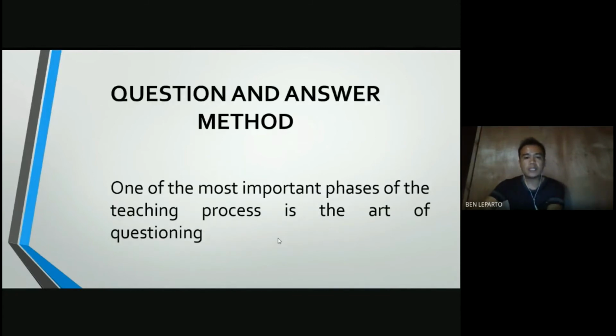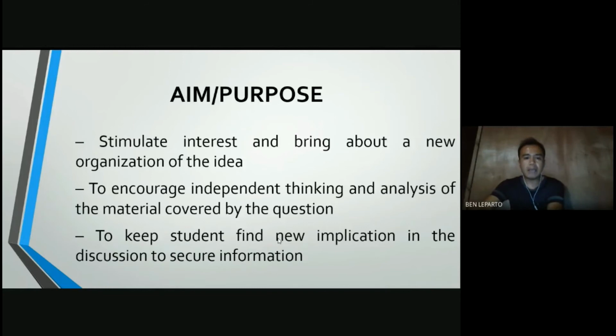Then the last one is the question and answer method. One of the most important phases of the teaching process is the art of questioning. If we can recall, our teacher was always questioning us. That is the question and answer method in the traditional method of teaching. The aim and purpose of the question and answer method is to stimulate interest and bring about a new organization of the idea, to encourage independent thinking and analysis of the material covered by the question, and third, to help students find new implications in the discussion to secure information.